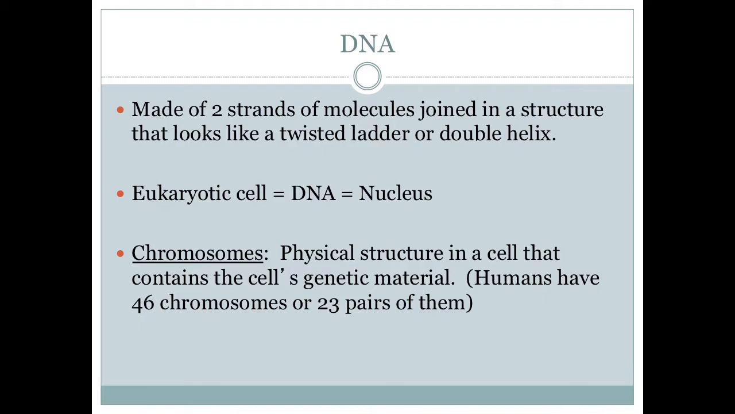Chromosomes are the physical structure in a cell that contains the cell's genetic material, or DNA. Humans have 46 chromosomes, or 23 pairs of them, because if you take 46 and divide by 2, because a pair is 2, it would equal 23.